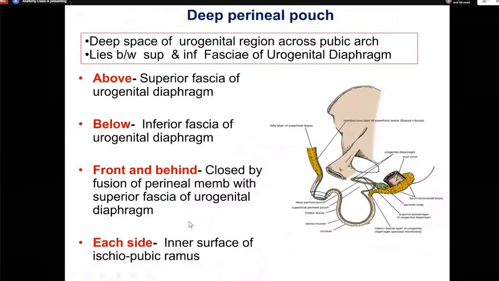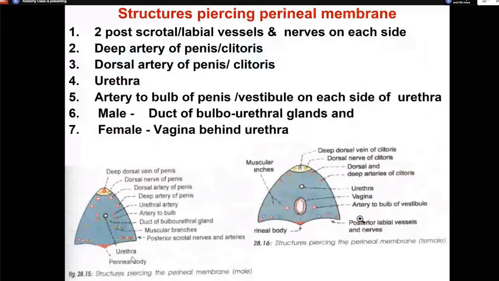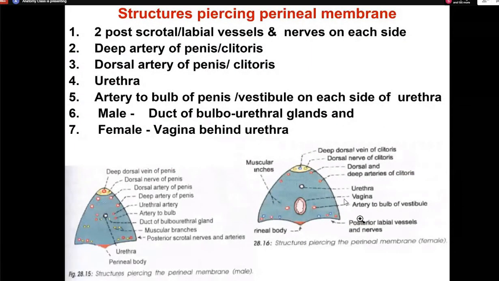Next one is the deep artery of the penis and the clitoris. So this one is the deep artery of the penis. This one is the dorsal artery of the penis. Over here also we have the deep artery of the clitoris and the dorsal artery of the clitoris.